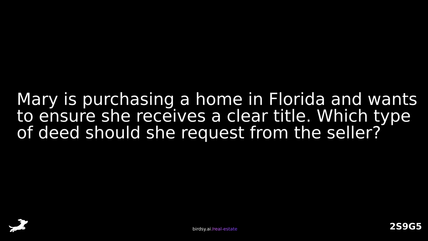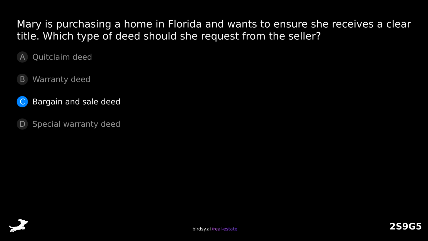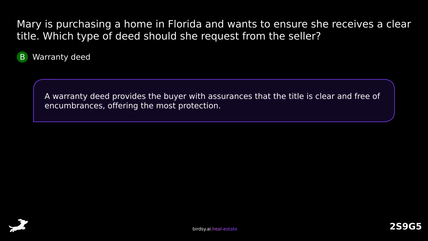Mary is purchasing a home in Florida and wants to ensure she receives a clear title. Which type of deed should she request from the seller? Is it A, quitclaim deed, B, warranty deed, C, bargain and sale deed, or D, special warranty deed? The answer is B, warranty deed. A warranty deed provides the buyer with assurances that the title is clear and free of encumbrances, offering the most protection.